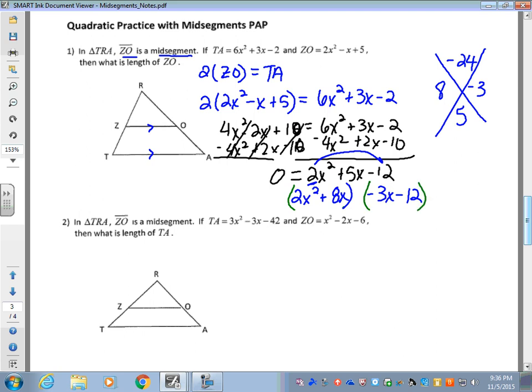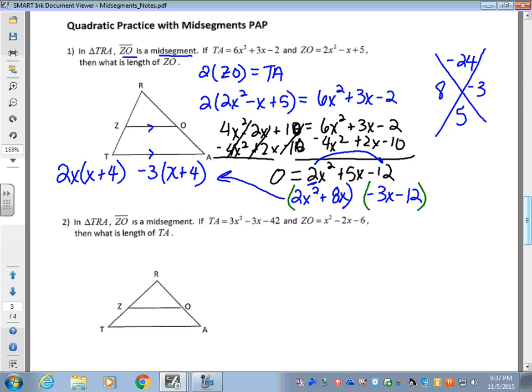Alright, so anytime you factor, you're always trying to find the greatest common factor. There wasn't one in that first term, the 2x squared plus 5x minus 12, because we got odds and evens. But if I look at the first two, they have a 2 and an x in common. So I'm going to factor out the 2x. That's going to leave me with an x plus 4. And then if I do the same thing, the greatest common factor between the negative 3x and the minus 12 is a negative 3. So that's going to give me x plus 4.